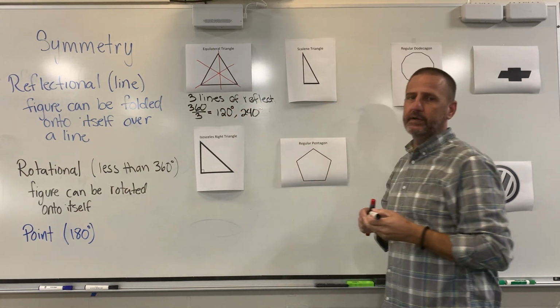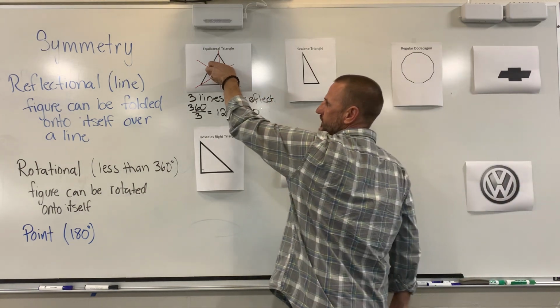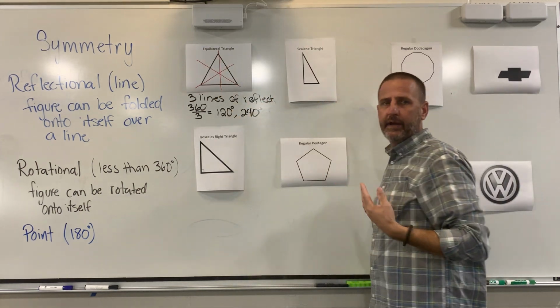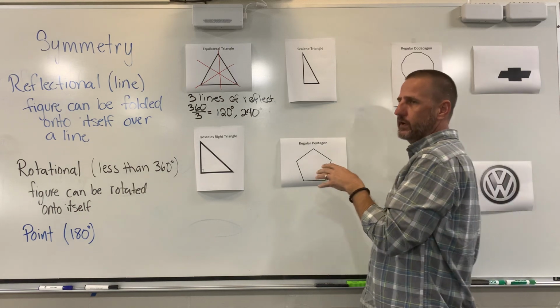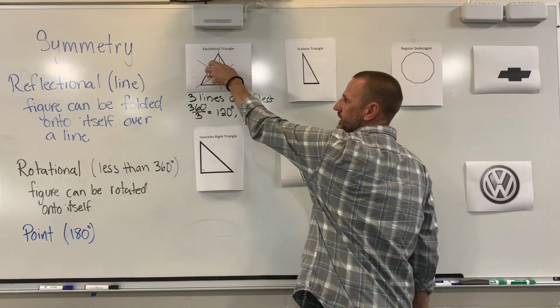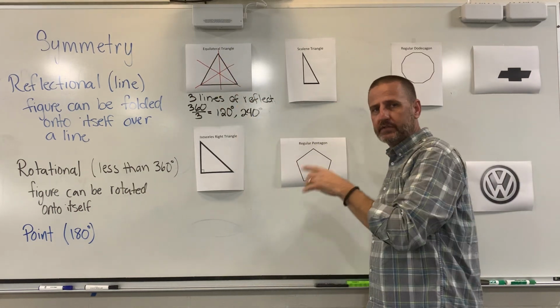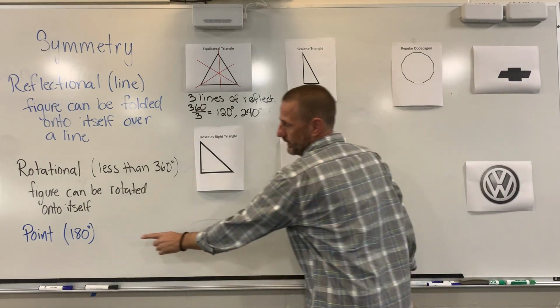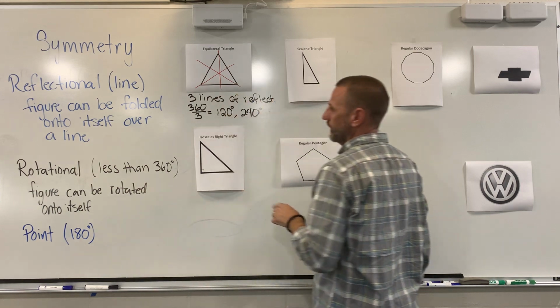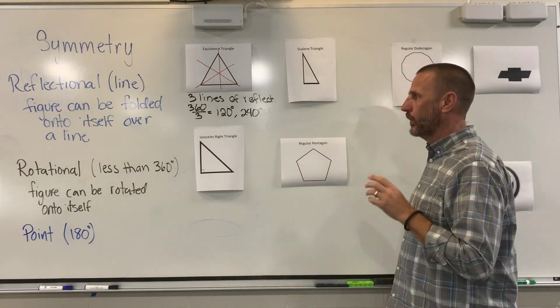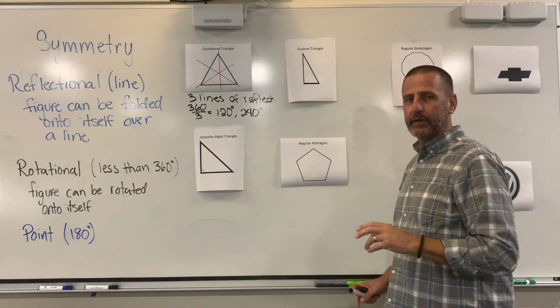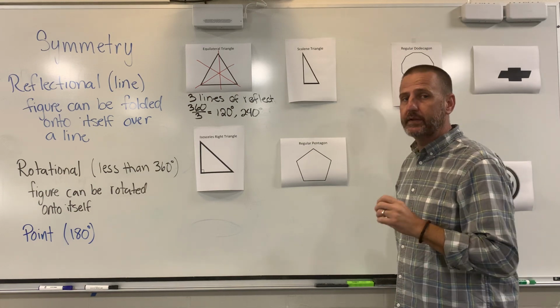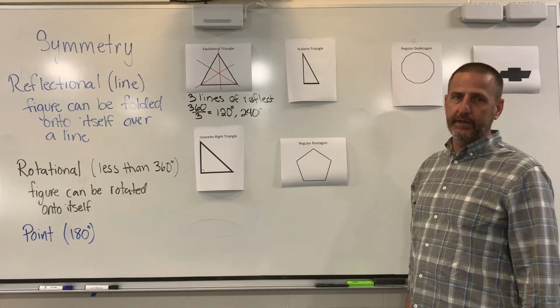Now I don't list 360, because if I list 360, that means I've gone all the way around and I'm back to where I started. So when I talk about rotational, I want to list each one of the movements I could rotate it so that it lands on itself. Now, point symmetry is when you find that you have rotational symmetry, and one of the numbers that you can rotate to is 180, we call that point symmetry. And we'll see that in a few minutes.